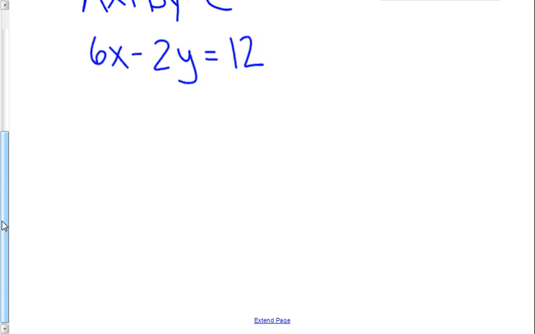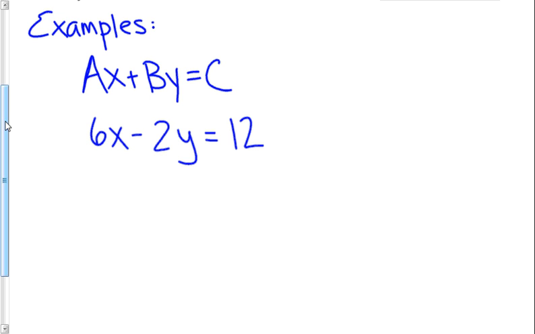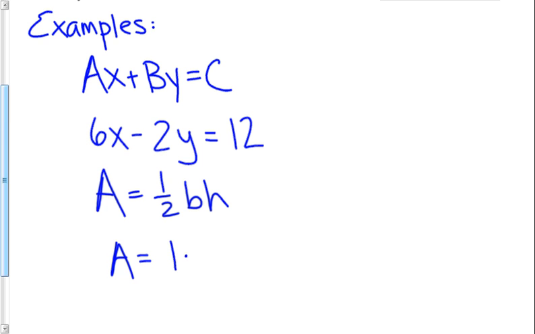Another example of literal equations would be some of the area and perimeter formulas that you probably saw back in pre-algebra and some of your middle school math. So for example, the area formula for a triangle, A equals 1/2 base times height. That's a literal equation. Or your area formula for a rectangle, area is length times width. That's another literal equation. Or maybe your perimeter for a rectangle, so 2 times the length plus the width. So all sorts of literal equations, but the general idea is that there's more than one variable.